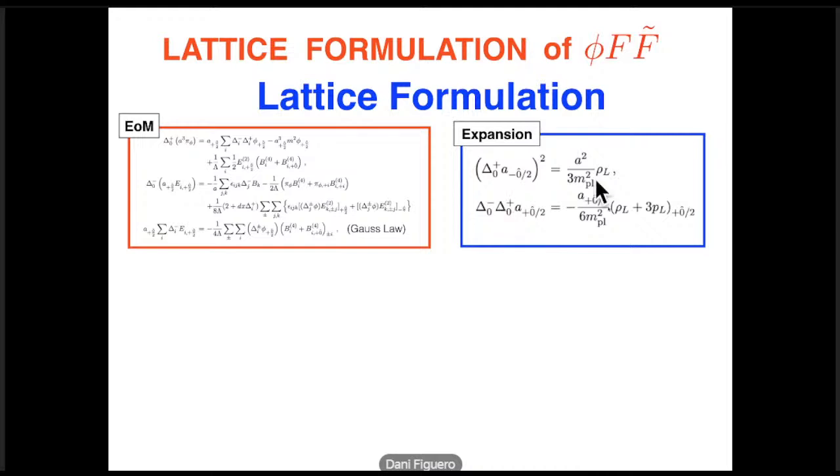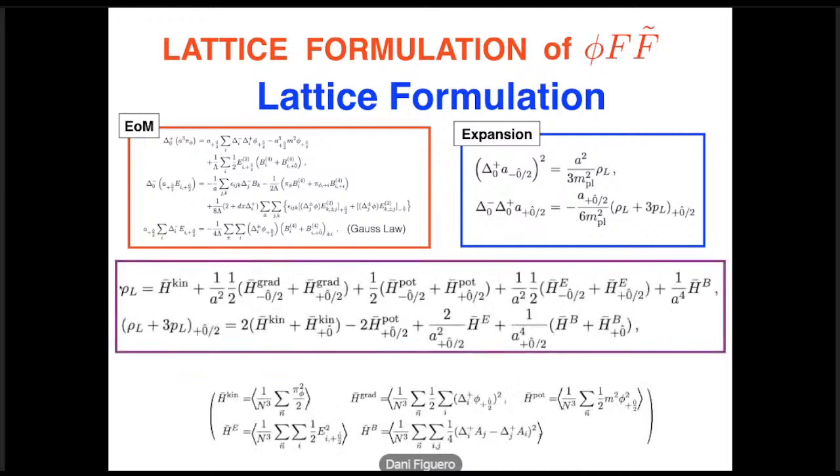Now we have to solve simultaneously the expansion of the universe, say the second derivative of the scale factor, as sourced by the energy density and pressure of all the matter fields in the game. So: kinetic energy of the scalar inflaton sector, gradient energy of the inflaton, potential energy of the inflaton. Here I'm choosing a quadratic potential, for simplicity.